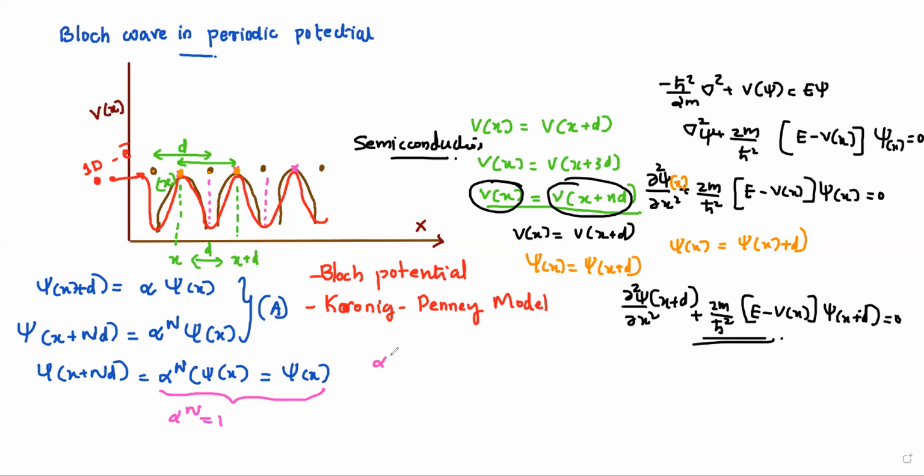And alpha raised to n equal to 1 can be satisfied in the case of the exponential form: alpha raised to n is e raised to 2 pi i n, and alpha is equal to e raised to 2 pi i n by capital N. In these two cases, n equal to 0, 1.